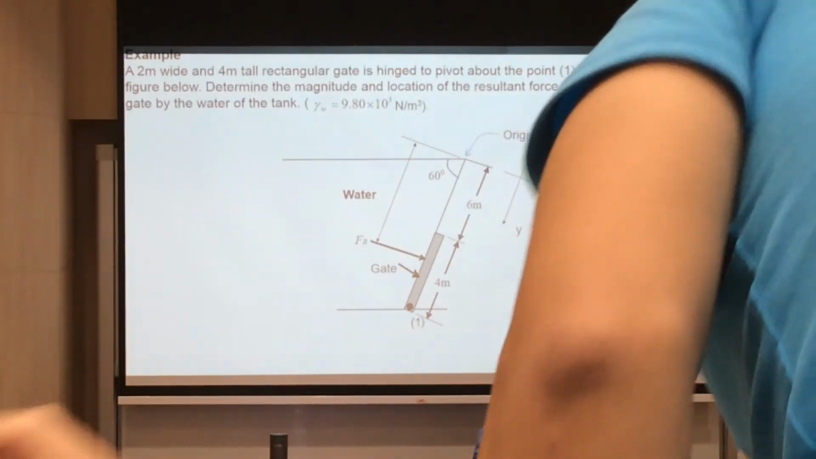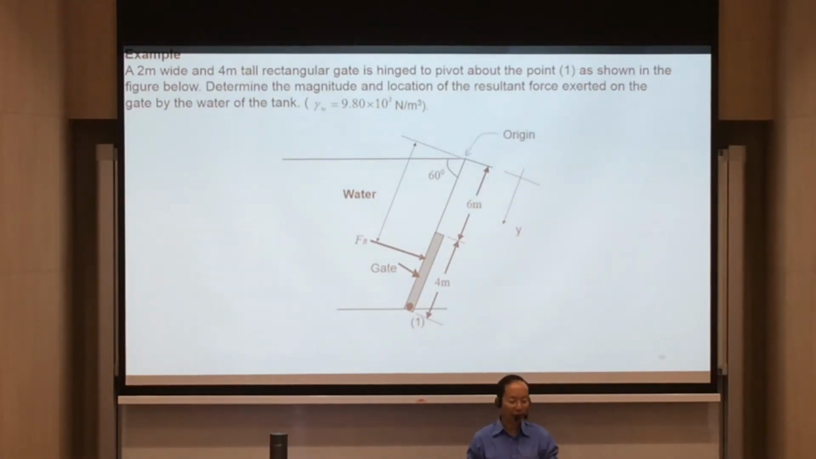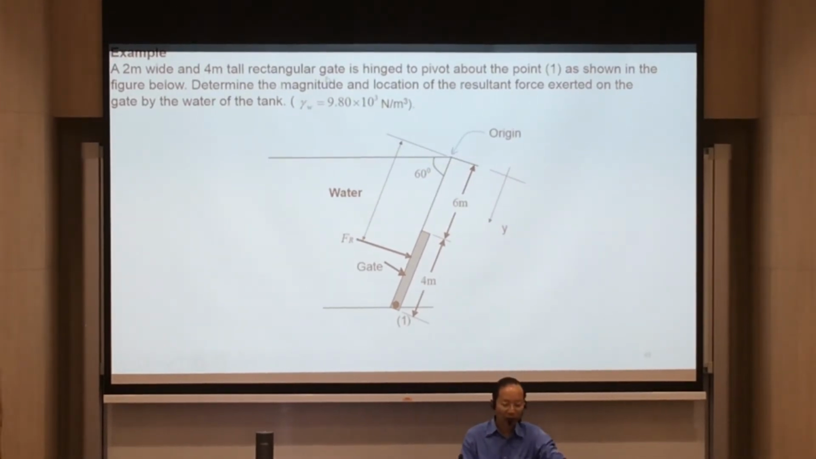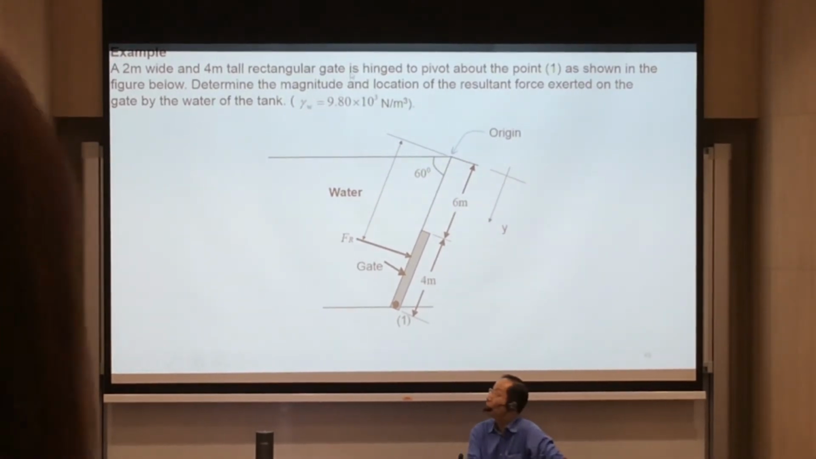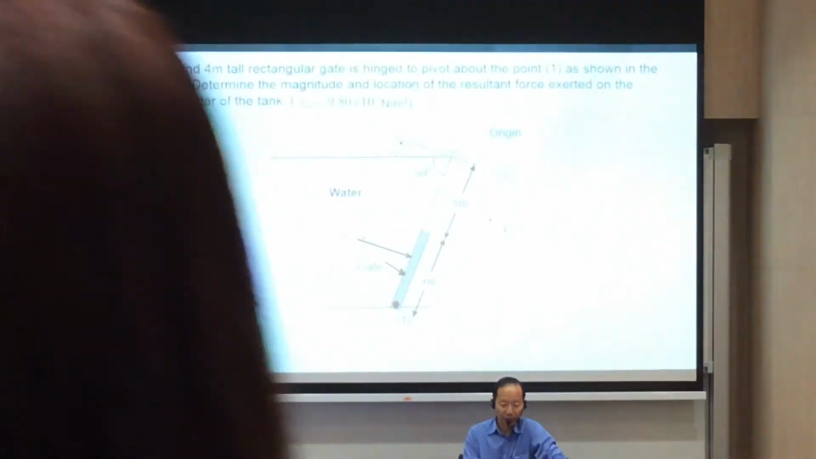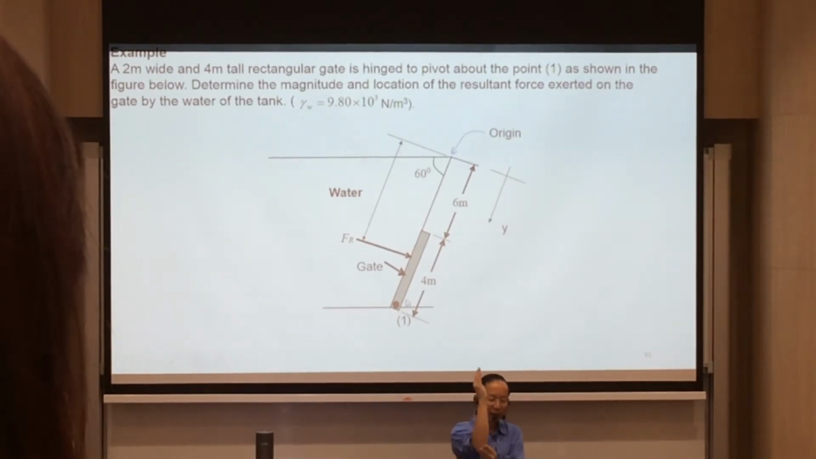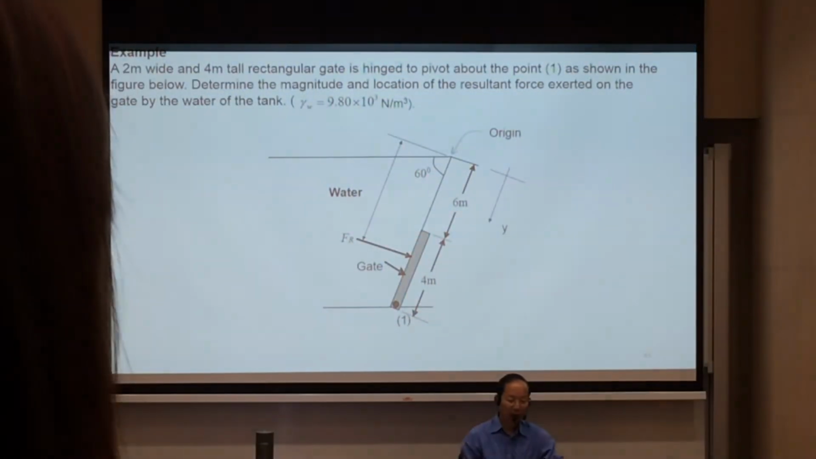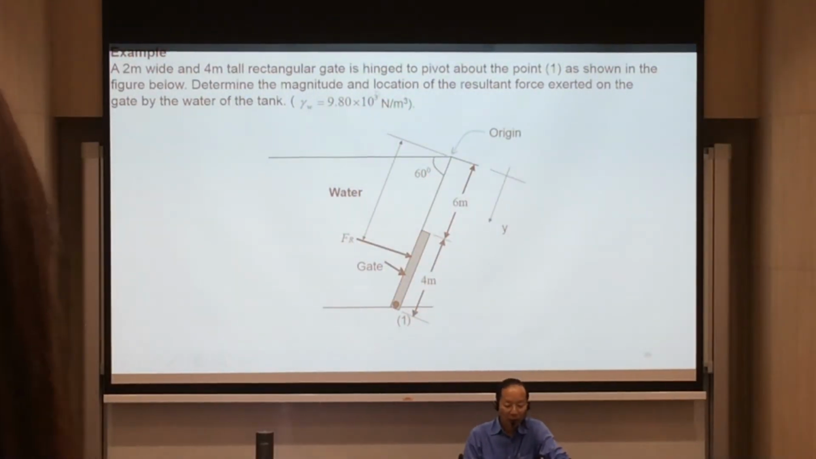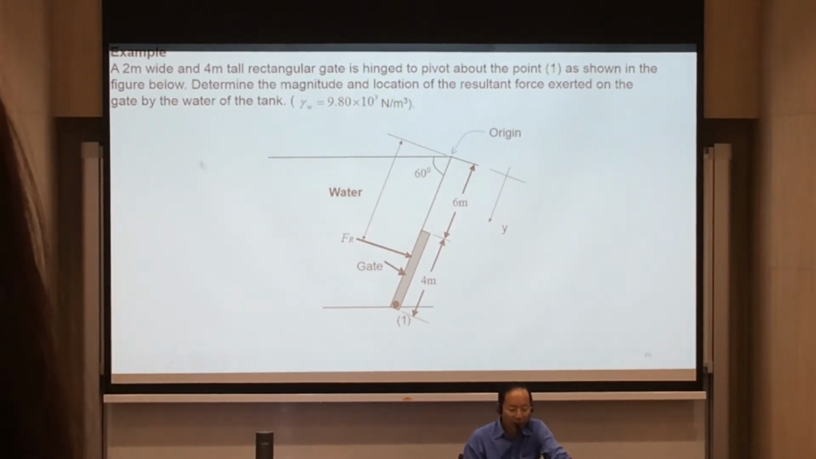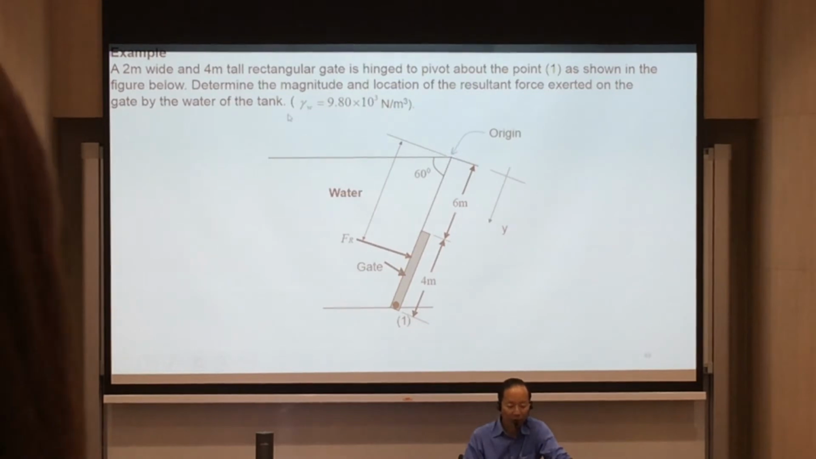Size gate. Its dimensions are given there. We have a 2 meter wide and a 4 meter tall rectangular gate pitched to pivot about point 1. So point 1 is a pivot. This gate can actually open and close this way. Determine the magnitude and location of the resultant force exerted on the gate by the water of the tank.